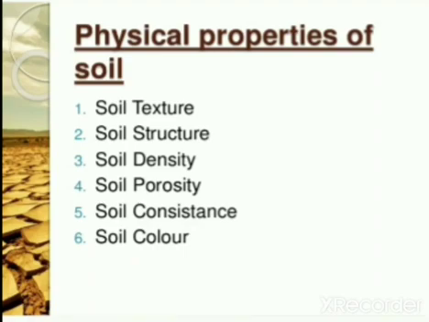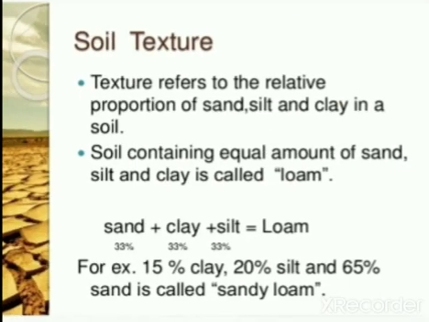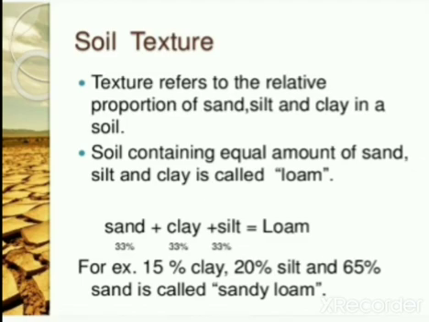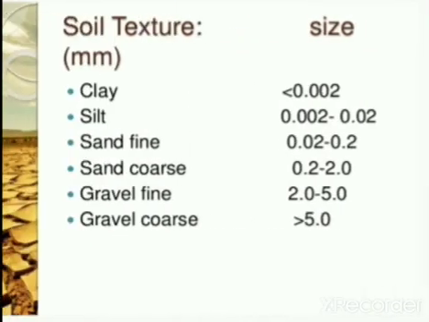आज हम पढ़ने जा रहे हैं फिजिकल प्रॉपर्टीज ऑफ सॉयल: टेक्सचर, सॉयल स्ट्रक्चर, सॉयल डेंसिटी, सॉयल पोरोसिटी, सॉयल कंसिस्टेंस and soil color. Soil texture refers to the relative proportion of sand, silt and clay in a soil. Soil containing equal amount of sand, silt and clay is called a loam. Sand plus clay plus silt is equal to loam. For example, 50% clay, 20% silt and 65% sand is called sandy loam soil.